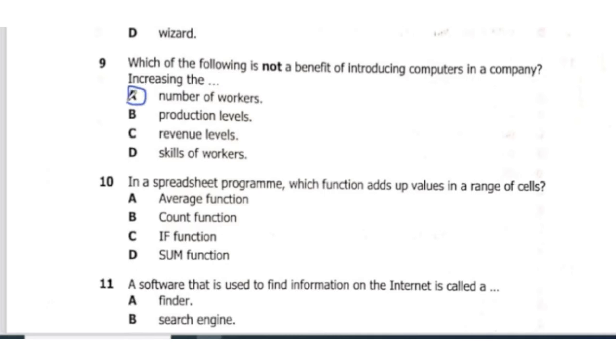Okay, however, let me go to B, increase the production levels. Yes, when you have a computer, the output of work will be increased. There will be a lot of work done in a short time. Increase the revenue levels. Yes, a lot of income will come because the computer simplifies work, so a lot of work will be done, and as an end result there will be a lot of production. If you make documents or books, when you use a computer you will produce more books. As the end result, a lot of money will be generated. So introduction of computers will make the company generate a lot of income.